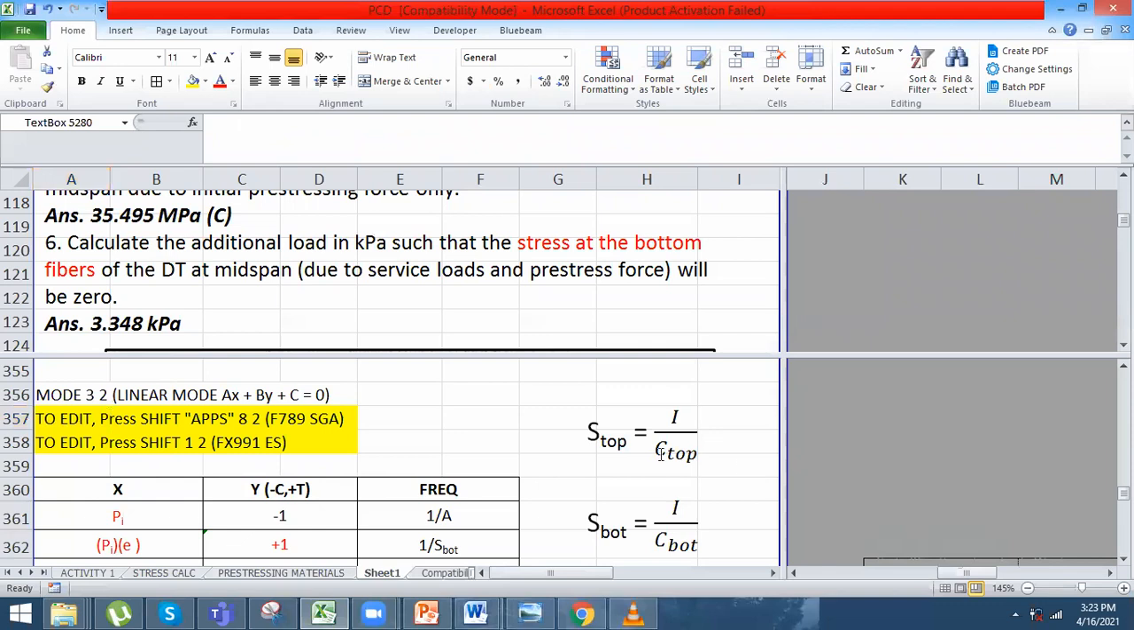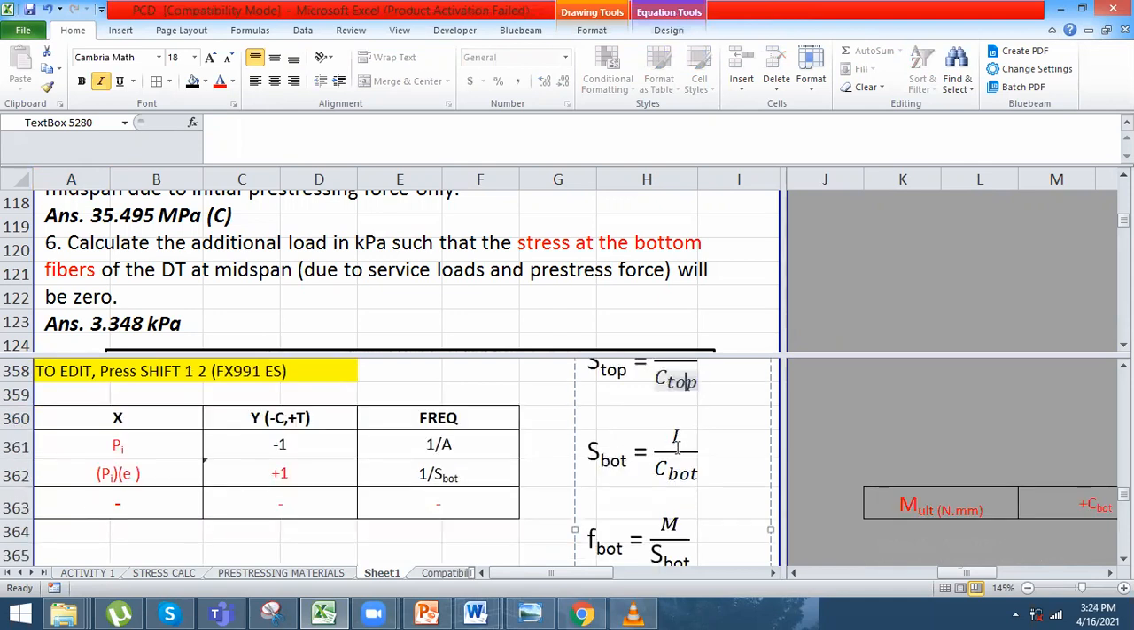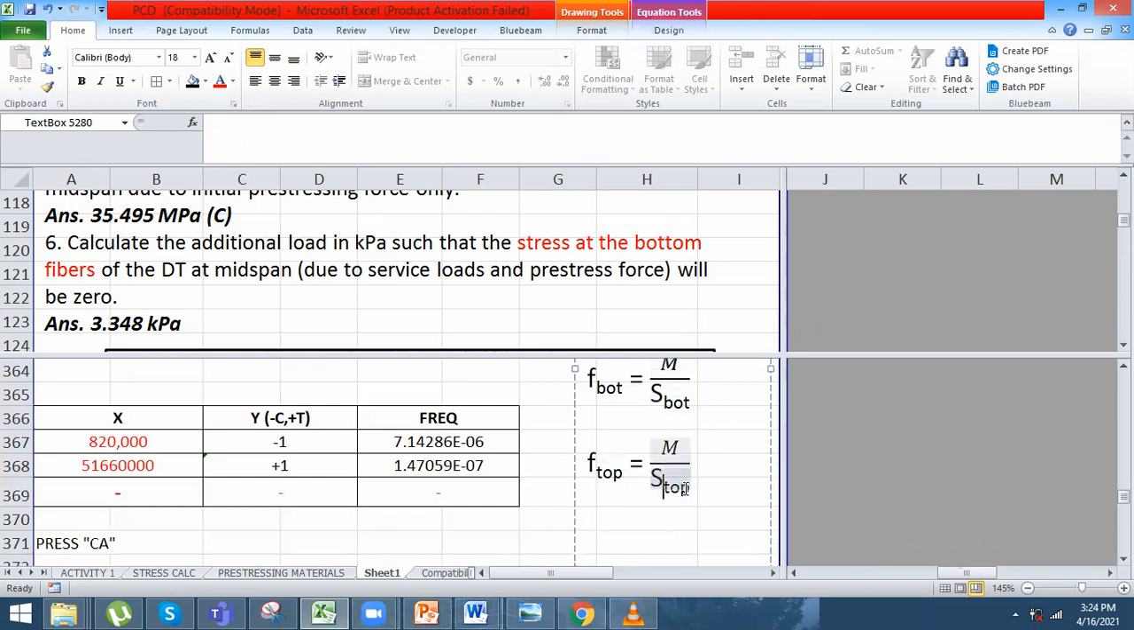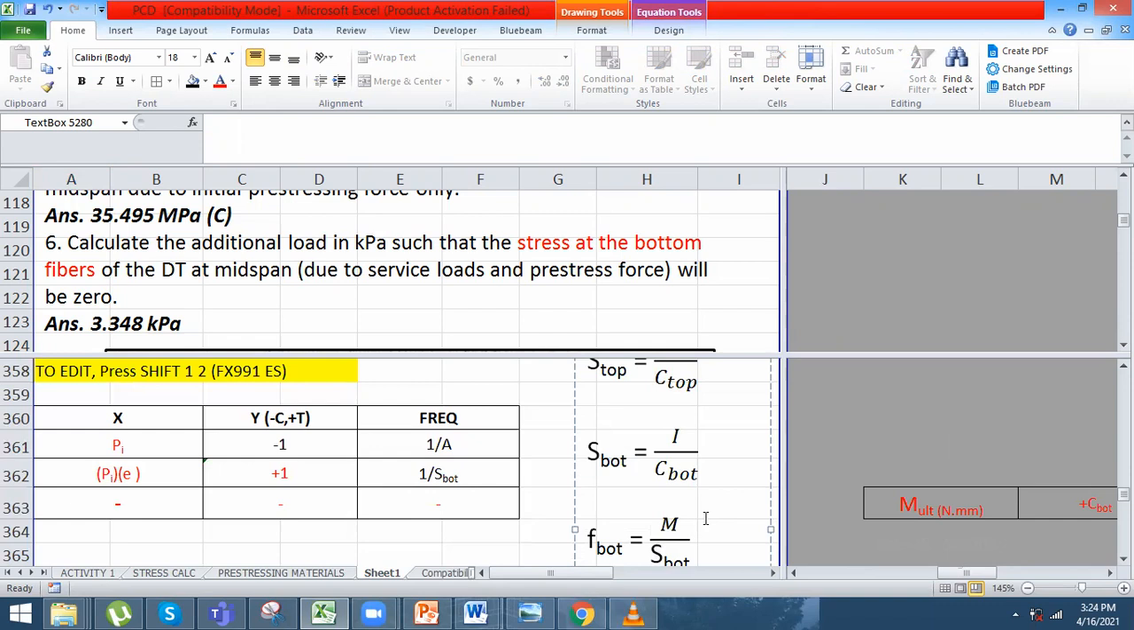Formula: section modulus sa top is moment of inertia gross over c top. S bot equals I over c bot. And by formula, stress bottom equals M over S ng bottom. And f ng top is moment all over by section modulus ng top. So what are we going to input now, sir? For this first line, syempre, ganun pa rin. Walang nagbago. Buti pa siya hindi nagbabago, no?